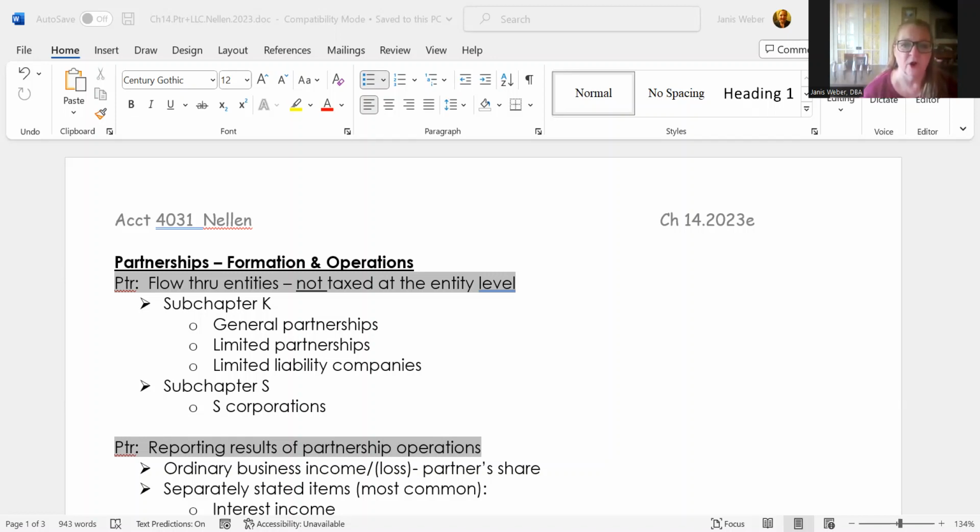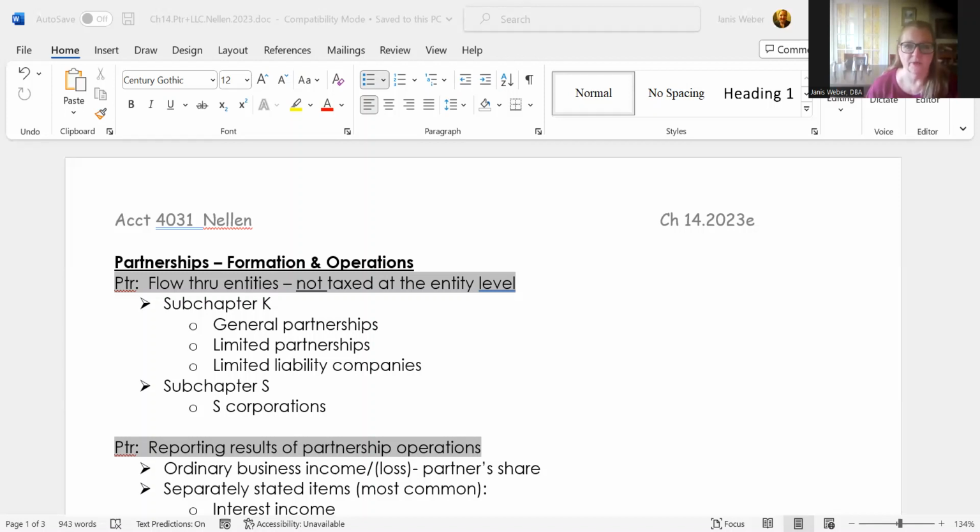These are examples of flow-through entities. So the subchapter K and the subchapter S are both talking about flow-through entities, which means the entity itself doesn't pay any tax, but the individuals that own the ownership shares of those entities are who pays the tax.